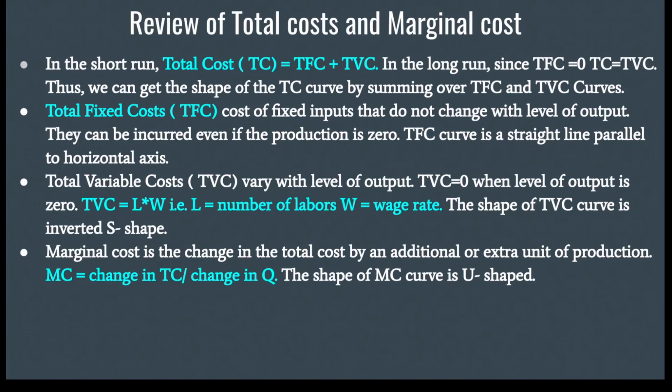Marginal cost is the change in the total cost from an additional or extra unit of production. MC is equal to change in TC over change in Q, that is, change in total cost over change in quantity. The shape of the MC curve is U-shaped.